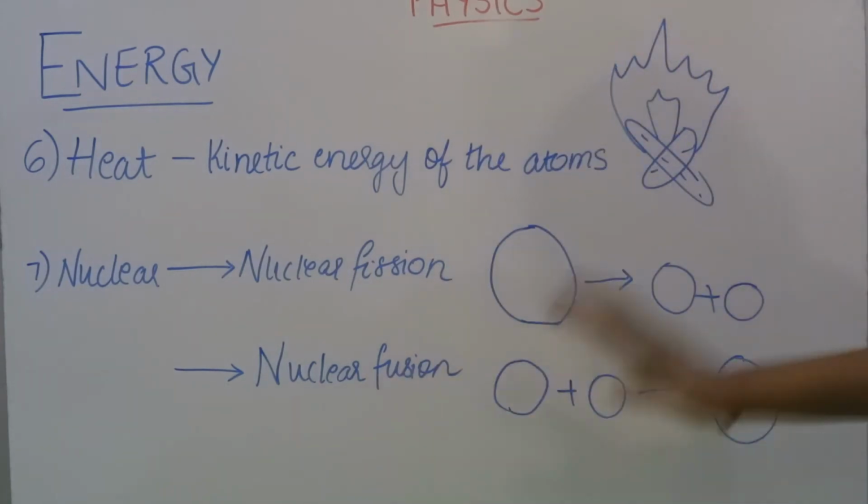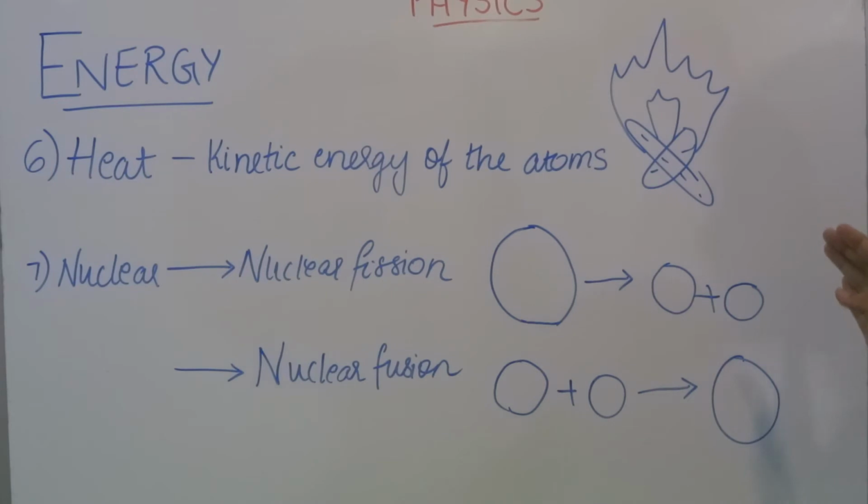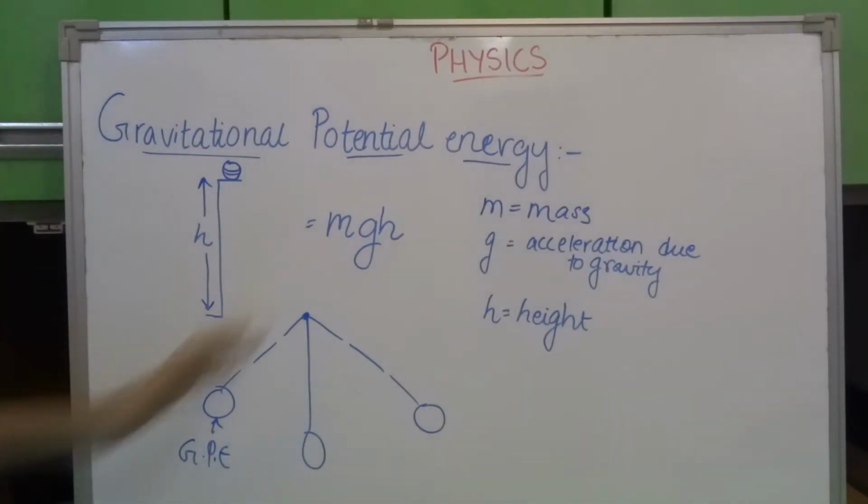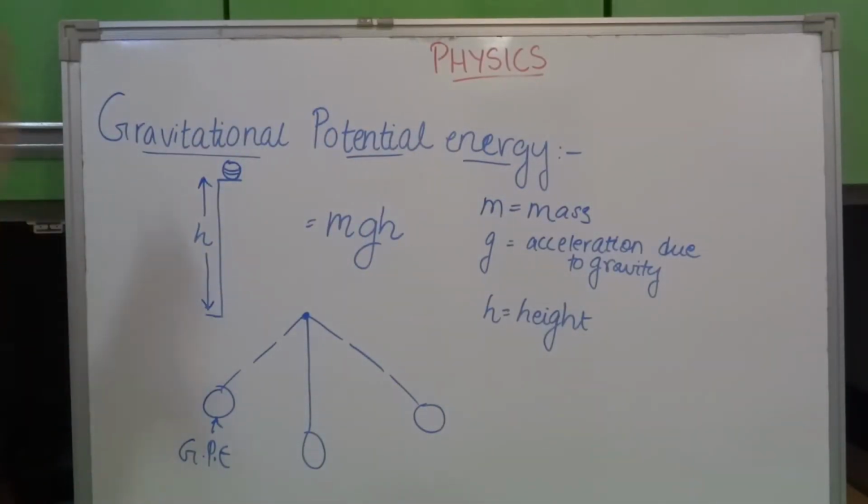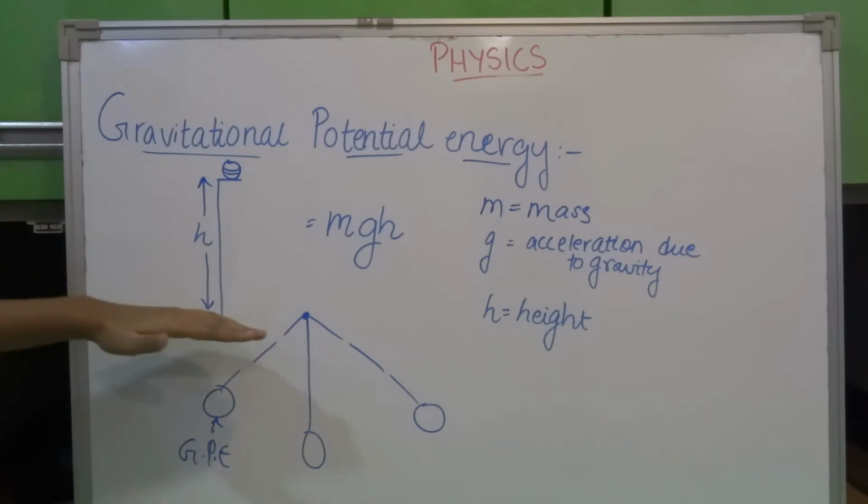Now there are 7 energies which I spoke about, but in detail we are only going to look at kinetic energy and gravitational potential energy. Gravitational potential energy. As I spoke before, gravitational potential energy is possessed by an object due to its distance from the center of the earth, or in easy words, the ground.